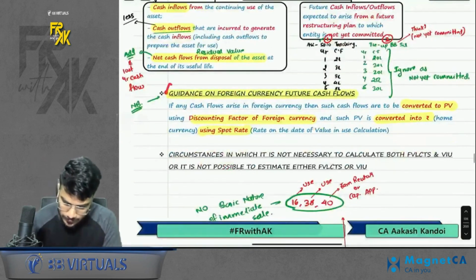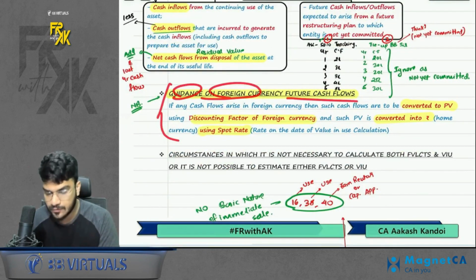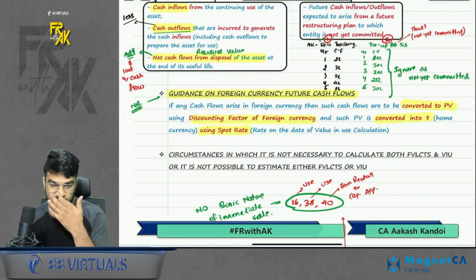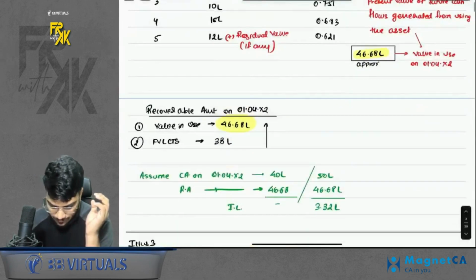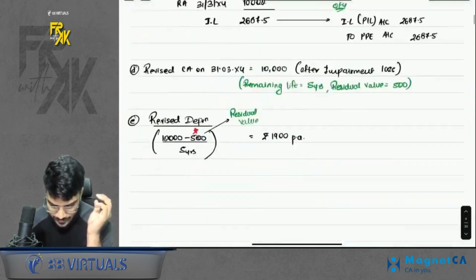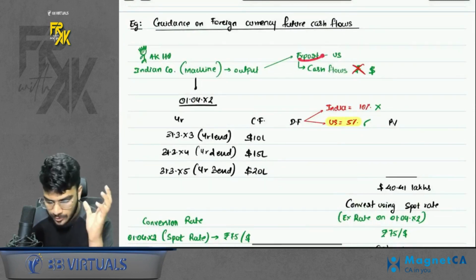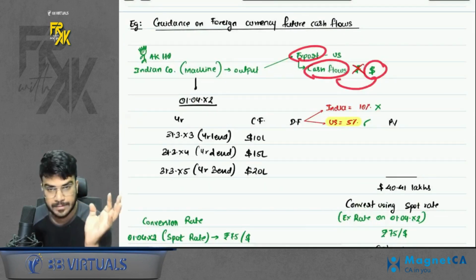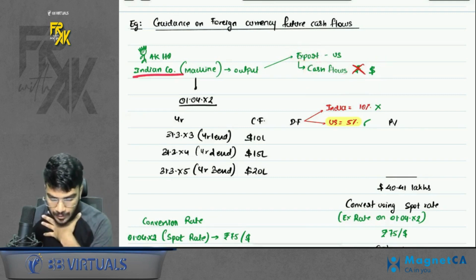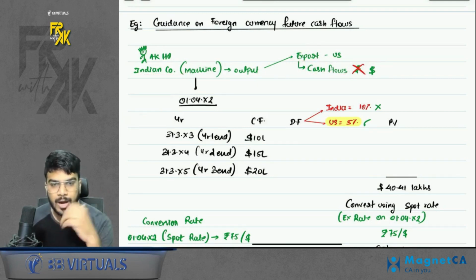Yes, sir. Next point is guidance on foreign currency cash flows. What is the meaning of this? Let's say, for example, you are using a machine, right? But the output you are generating is exported. So the cash flows also you are getting in dollars. But I am an Indian company. I want the value in use in rupees. So how do I convert it now?